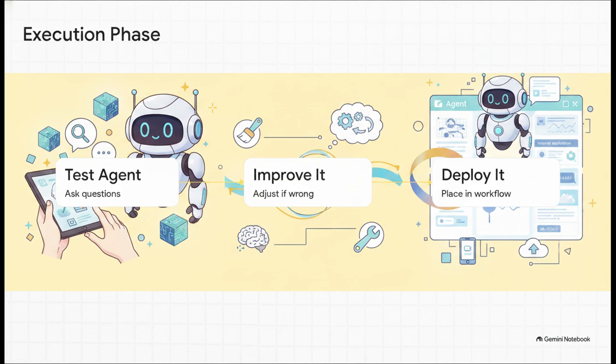Okay, so once you've nailed the setup, you move to the execution phase. Step 5 is testing the agent. You've got to ask it realistic questions and give it representative tasks to see if it actually uses the right data. And hey, spoiler alert, it might fail spectacularly on the first try. That's totally normal, which is why step 6 is absolutely crucial. You improve it. If the results are off, you just go back and tweak the instructions, adjust the data sources, or change the model. Finally, step 7 is deployment. You take your fully trained, tested digital employee and place it directly into a practical workflow, like an internal app or a customer-facing chat interface.